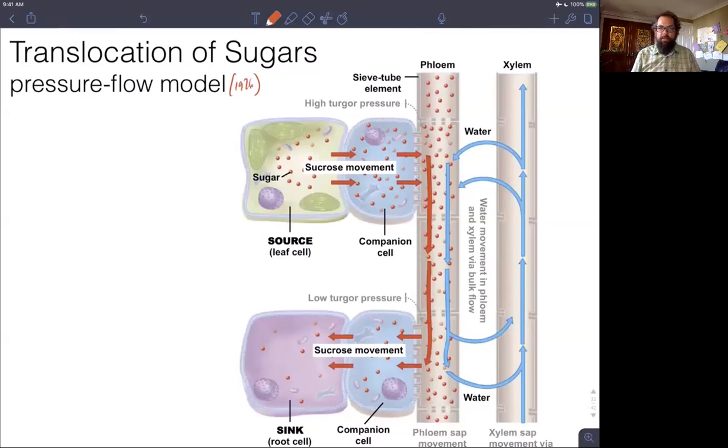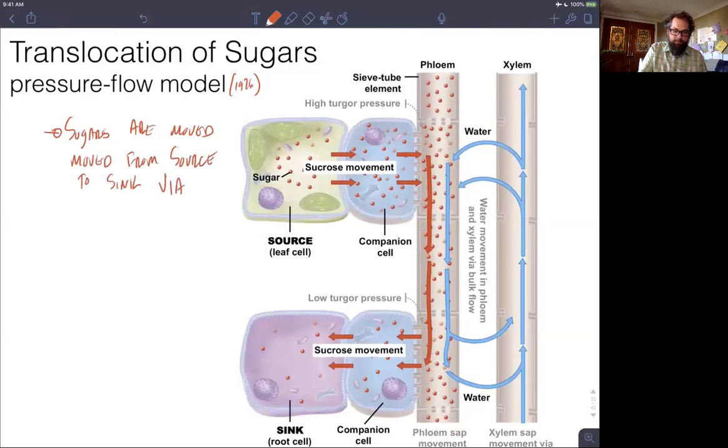And basically, I'm going to give you the punchline first. It shows that sugars are moved from a source to a sink, so move from source to sink, via a pressure gradient. And specifically, this is a turgor pressure gradient. So pressure inside the cells, inside the living sieve tube elements, is what actually allows the sugars to move from the source to the sink through that pressure gradient.